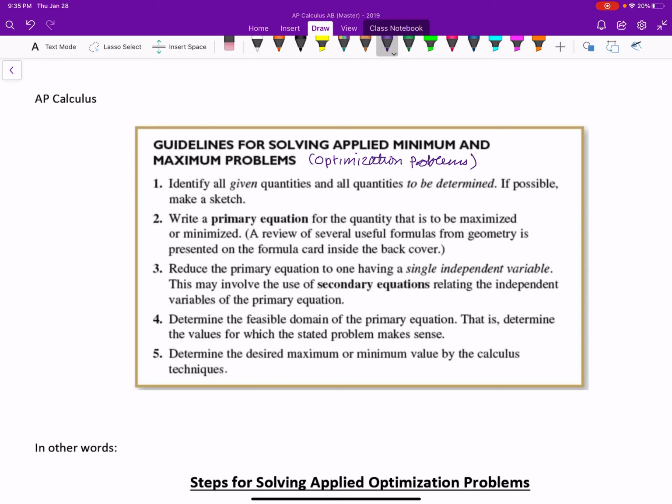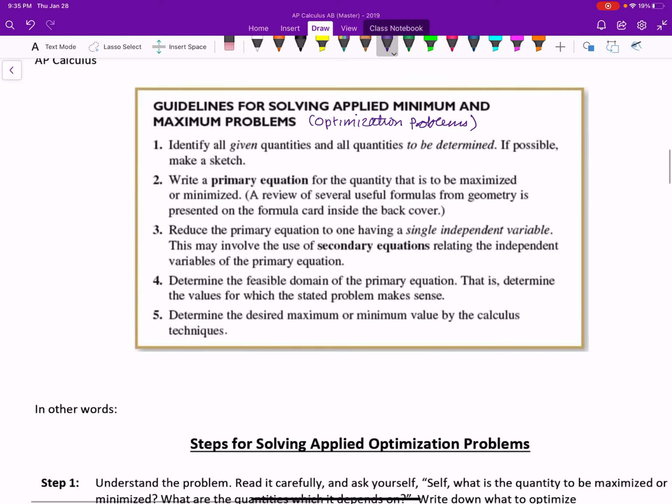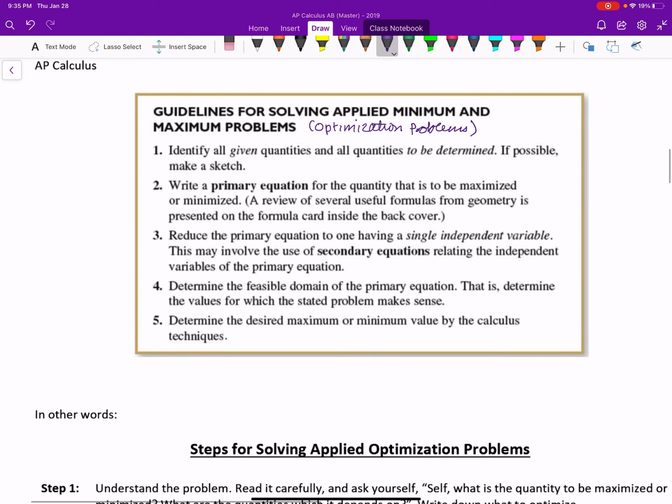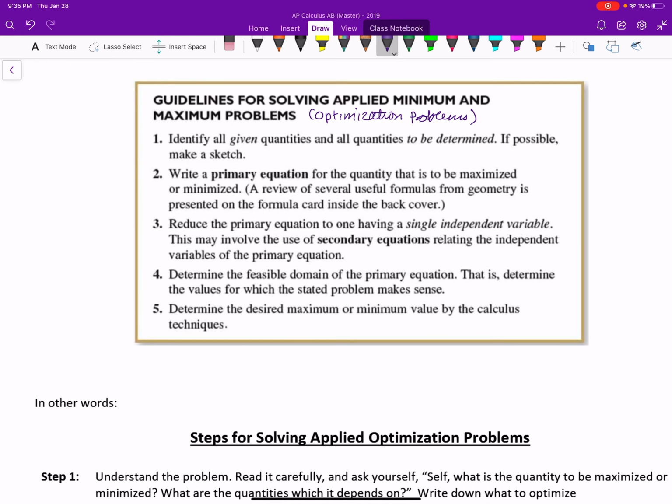If possible, make a sketch. That oftentimes helps just to organize your thoughts. Write a primary equation for the quantity that's being maximized or minimized, just like I did in the previous problem. Reduce the primary equation to one having a single independent variable. So that's using the constraint to help us write that. We might have to use a secondary equation. It's also sometimes called a constraint.